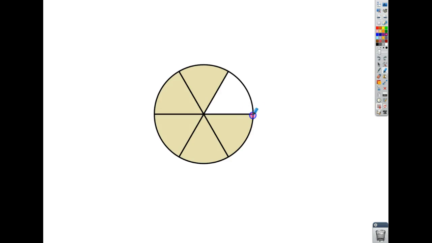All right, tell me this one. How far of the circle does that travel?